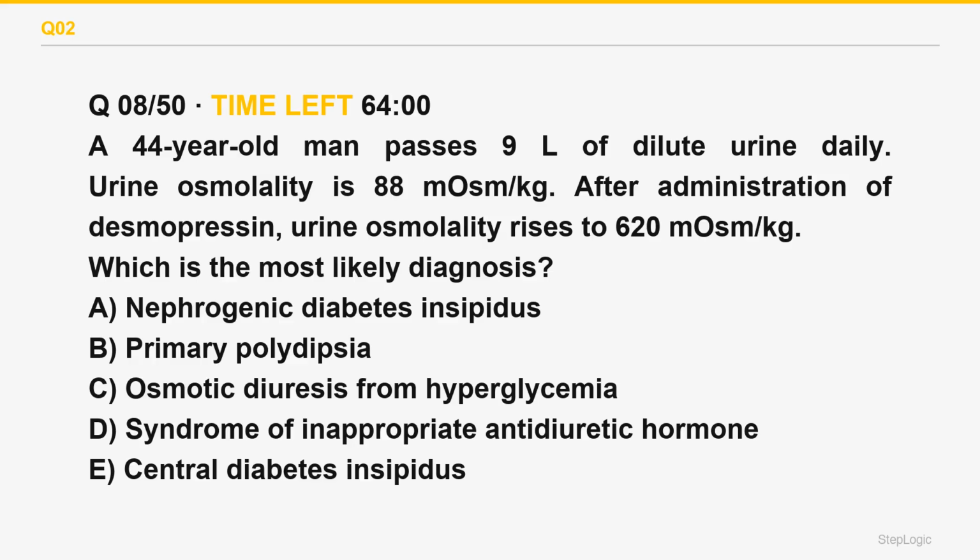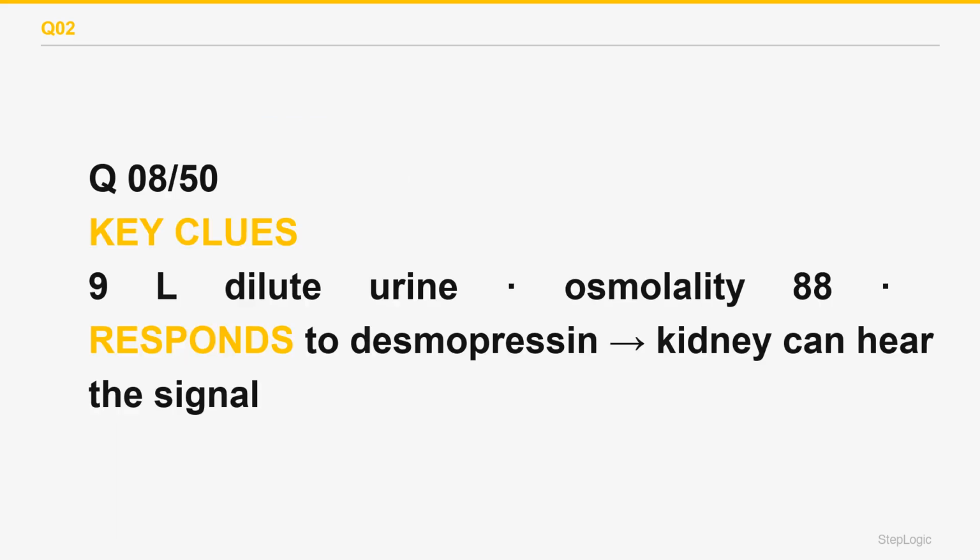Two forms of diabetes insipidus produce identical dilute polyuria. One test tells them apart in a single step. Desmopressin is a synthetic antidiuretic hormone analog. If the kidney concentrates the urine in response, the collecting duct receptors and aquaporins are intact, and the problem is that the pituitary was not producing hormone.